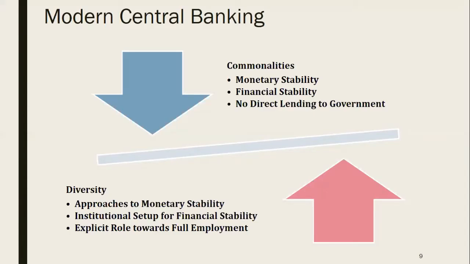Then the third one, explicit role towards full employment. Full employment is a much more controversial mandate or goal of a central bank that we will be discussing in later sessions as well, because full employment means very low unemployment. We know there's a negative relationship between unemployment and inflation. If we want to reduce unemployment to achieve full employment, it might cause inflationary pressure in the economy. So there's always a trade-off between inflation and employment.